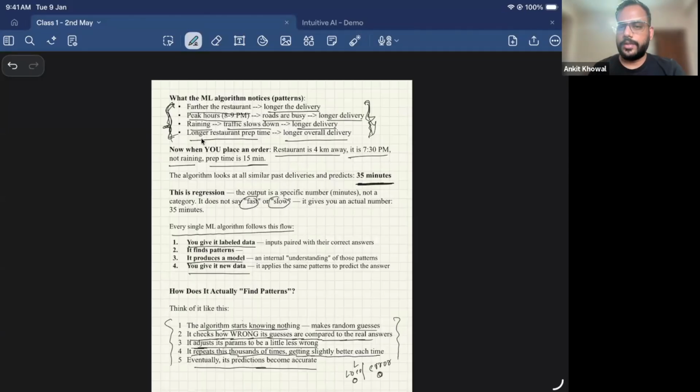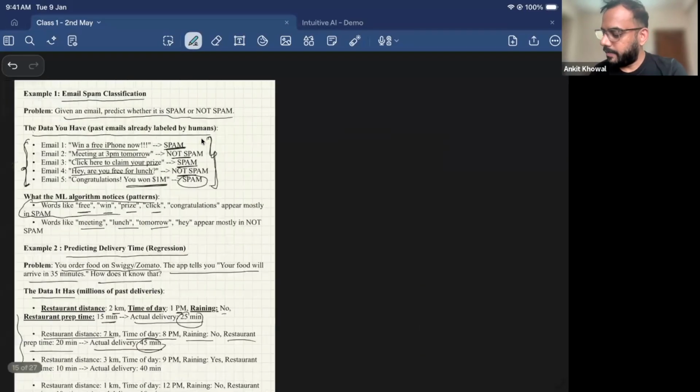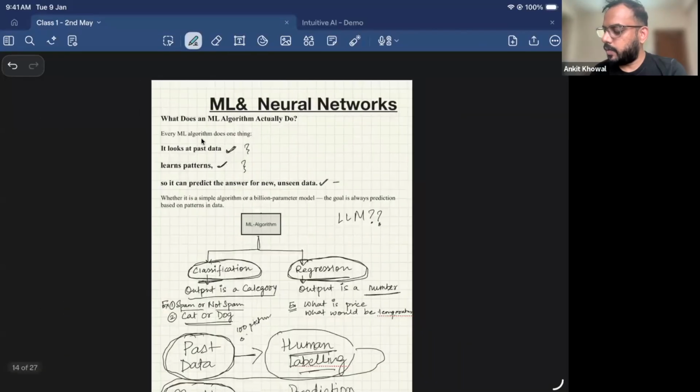So I'll just summarize what I said. It will make a random guess first, right? Since it's a random guess, it can be right or it can be wrong. It will calculate how wrong it was, right? And then it will correct itself: okay, I will adjust my parameters so that I get to the right path. So it will keep on repeating this process until it gets it right. And how does it know it has got it right? Because we have the past data, where we know that this was the answer, but this is how I was predicting wrong.